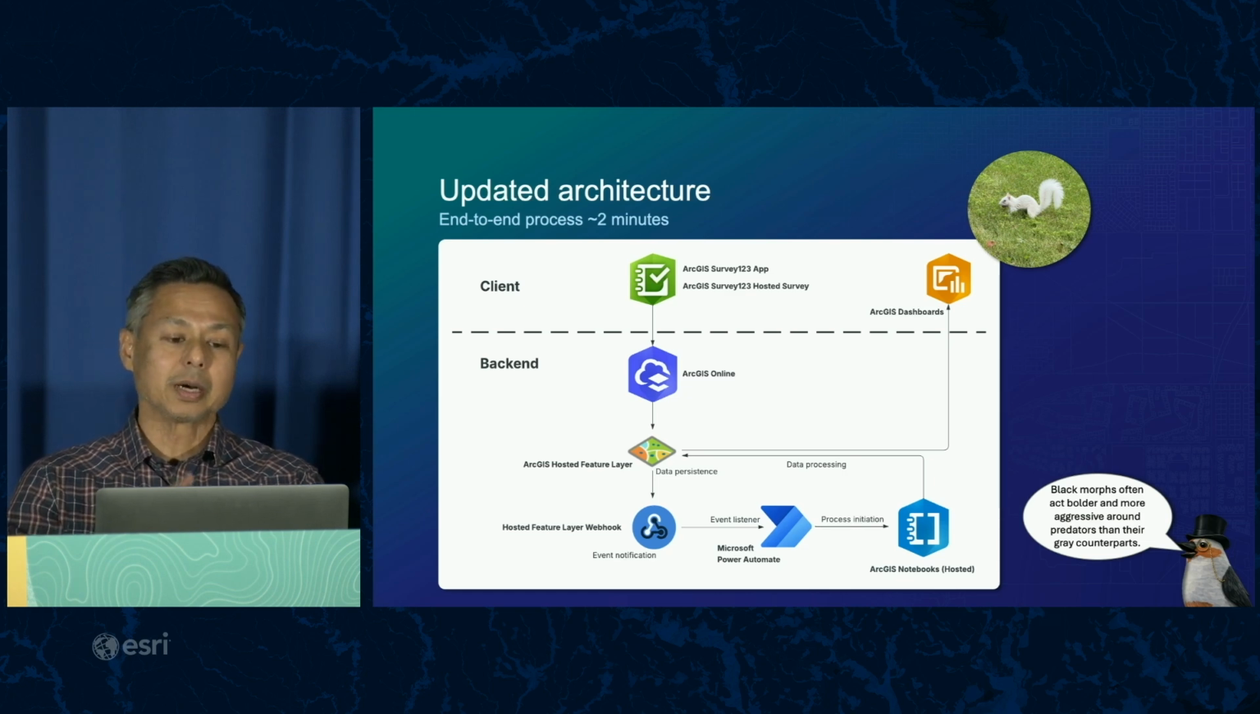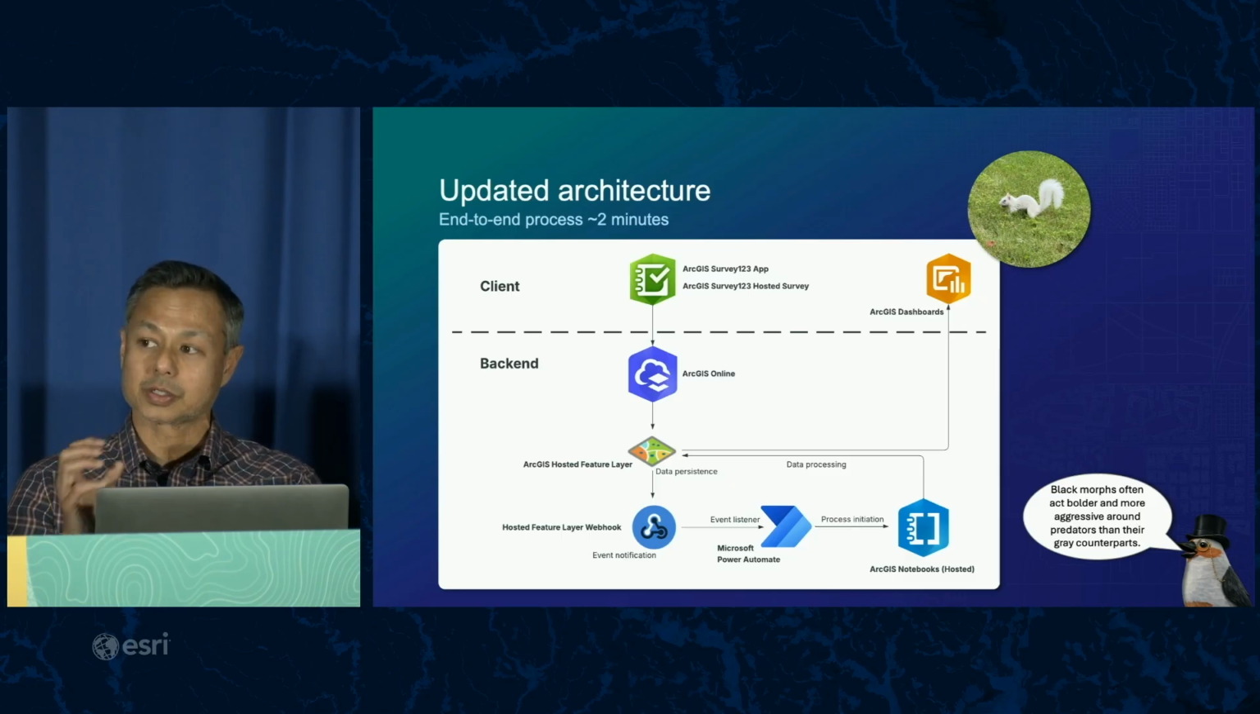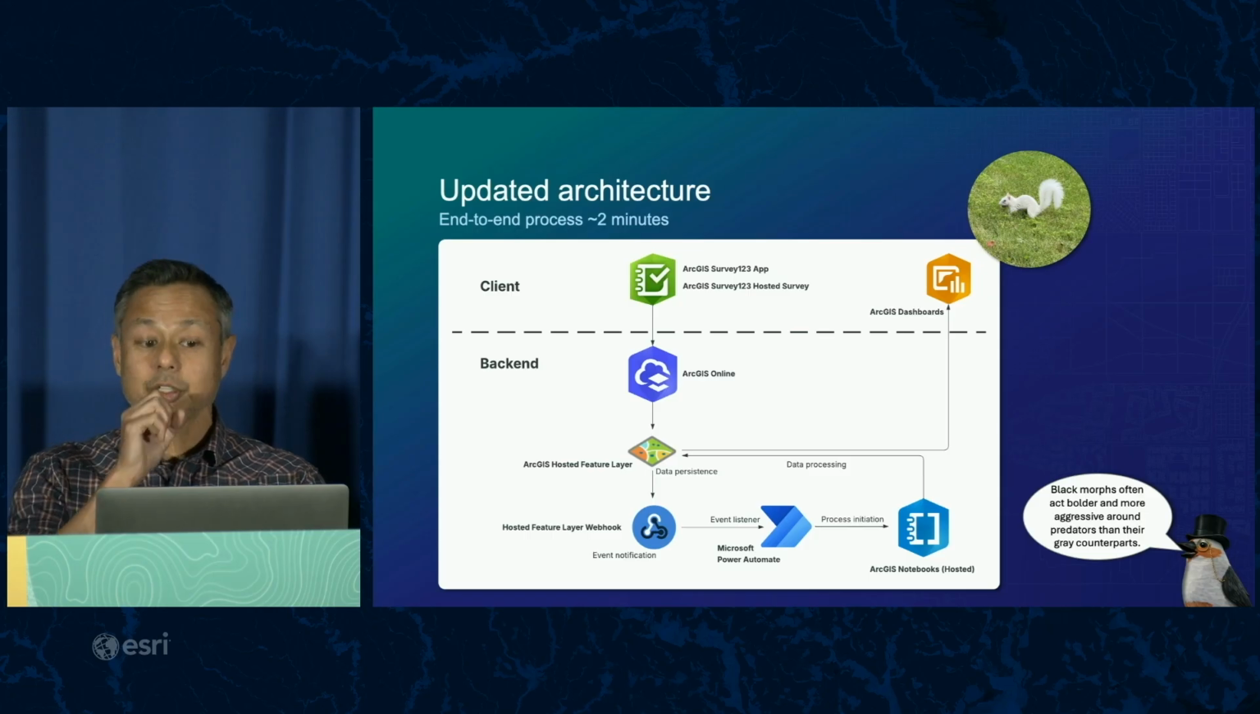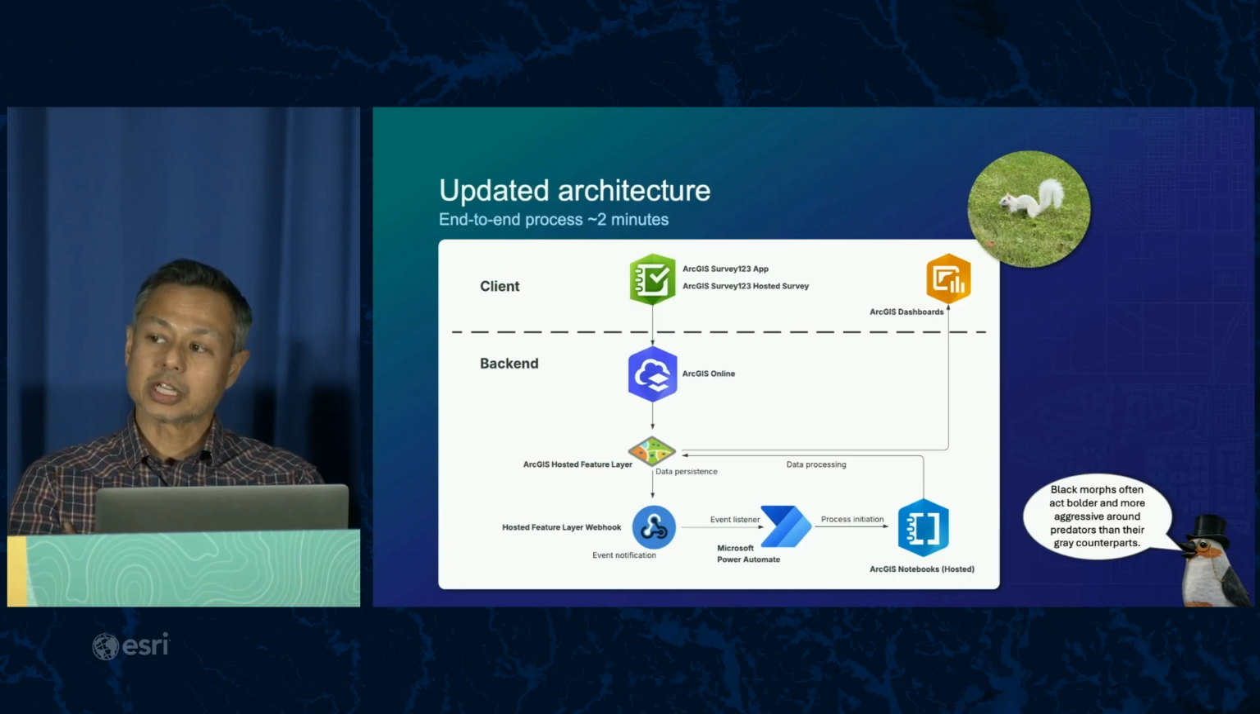So this is an updated architecture that really highlights where the entry points are for users. So in this case, it would be Kitty, using the Survey123 app, which is the data collection aspect of it.